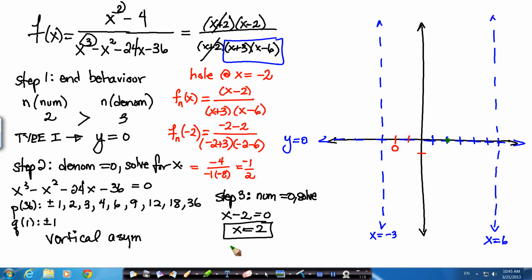Now remember, there's a second little step there, right, where we can always say the y-intercept is a ratio. When x equals 0, we get a ratio of the constants. So negative 4 over negative 36, so that's about 1/9, right? So we have a point at 2, 0, and we have a point at 0, 1/9.